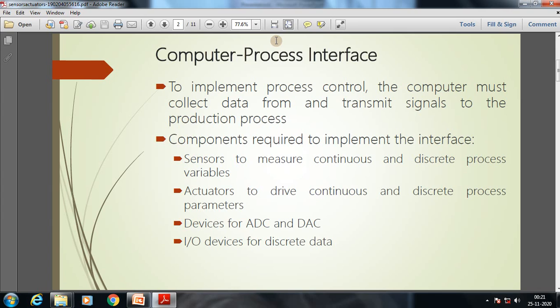So let's discuss the components required to implement the interface. Sensors to measure continuous and discrete process variables, the variables that are required for the process. Actuators to drive continuous and discrete process parameters. We will discuss this in depth in the next part. Devices such as analog to digital converters and digital to analog converters are also essential parts of this system. Input output devices for discrete data are also required. Let's go to the next part.